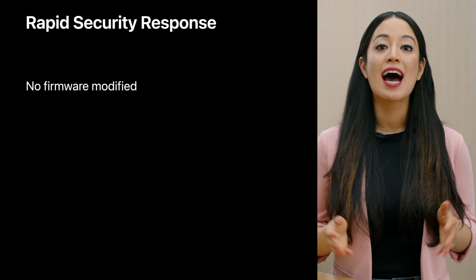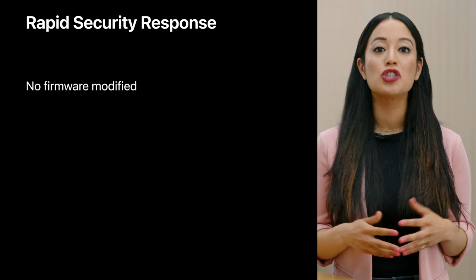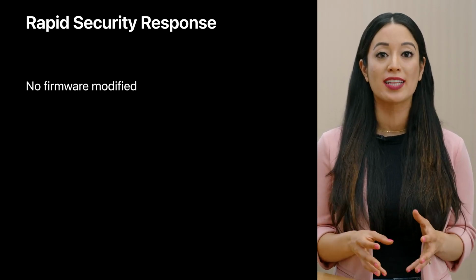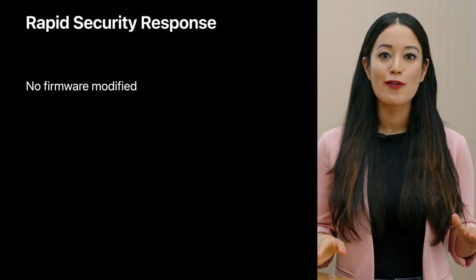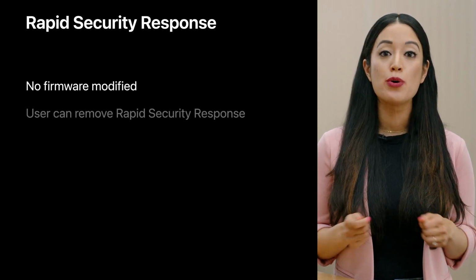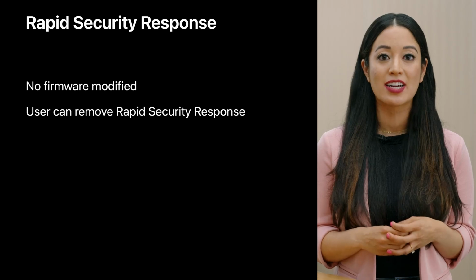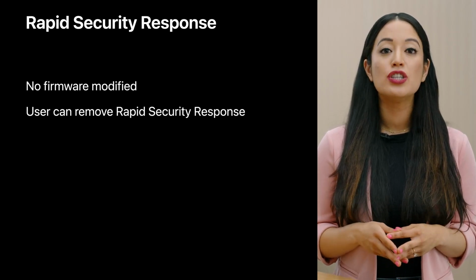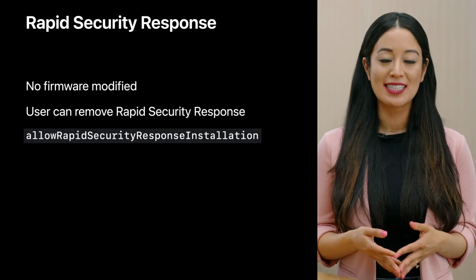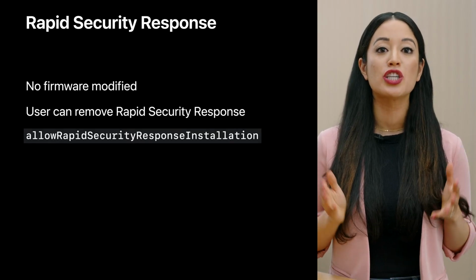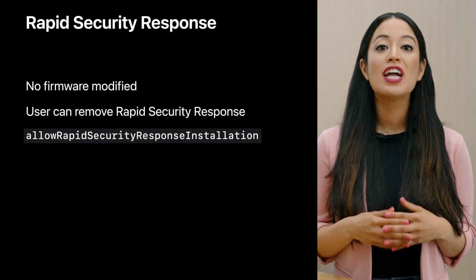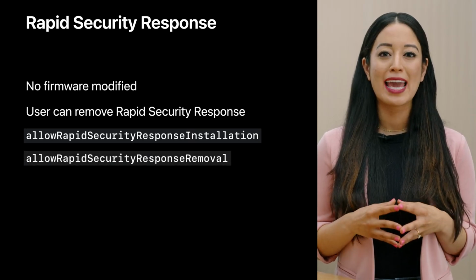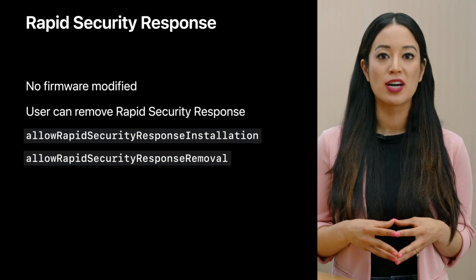macOS Ventura and iOS and iPadOS 16 are introducing a new mechanism to ship critical security fixes to users more quickly. It does not modify the firmware, and the user can also remove the Rapid Security Response if necessary. We are introducing two restriction keys for this. Use Allow Rapid Security Response Installation to disable this new security response mechanism, and use Allow Rapid Security Response Removal to block the end user from being able to remove a Rapid Security Response.